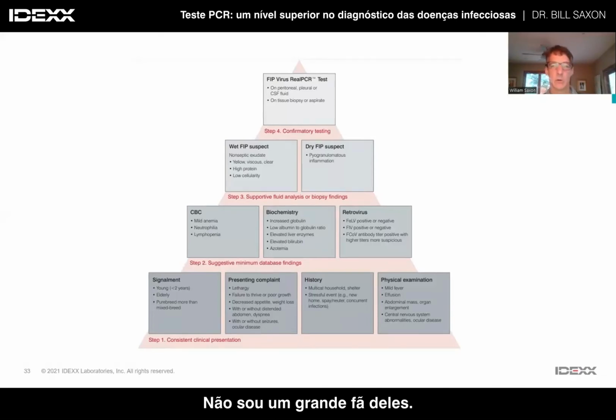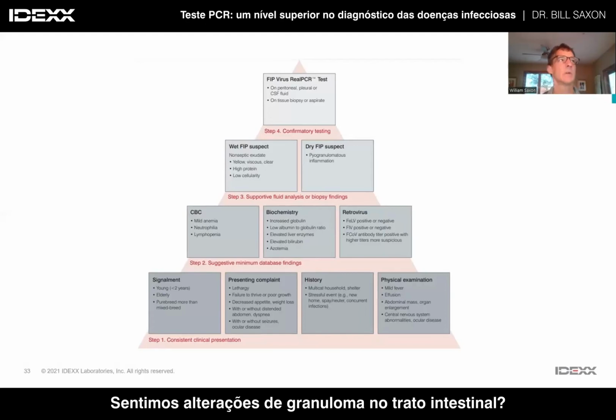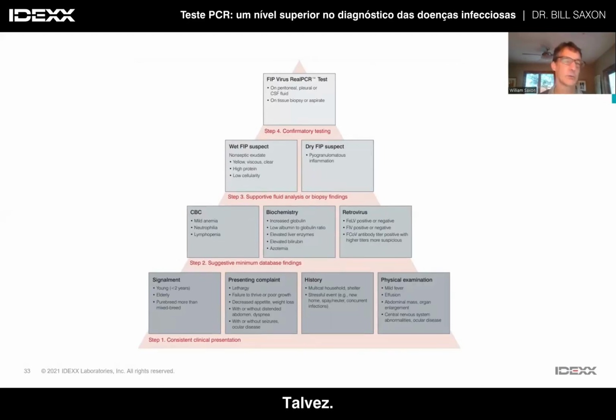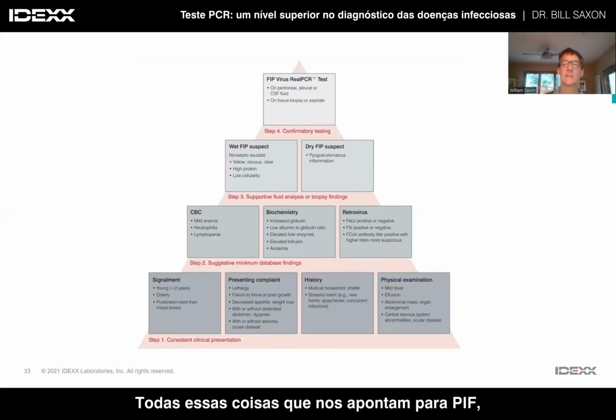Titers, coronavirus titers, are not very useful. I'm not a big fan of those. And then the next would be, do we have actual effusion of the wet form, either chest and/or abdomen, that's high in protein, low in cells? Another thing that would make us think this cat has FIP. With the dry form, do we feel granulomatous changes in the intestinal tract, perhaps? Do we see retinal lesions? All these things are pointing us toward FIP.